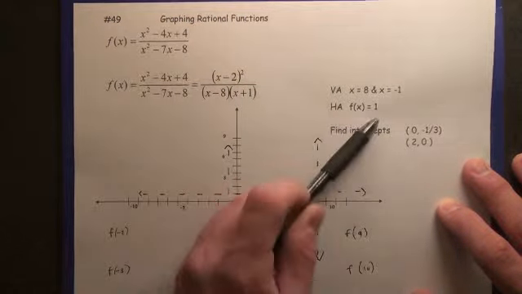Horizontal asymptote, what's happening as x gets larger? Well, 4x, 4, 7x, and 8 become insignificant, therefore 1x squared over 1x squared is 1. Alright. Intercept, 0 for x gives us -1/3 for y. There's the point on the graph. 0 for y basically means when will the numerator be 0? When x is 2. Therefore 2 comma 0 is the x-intercept.